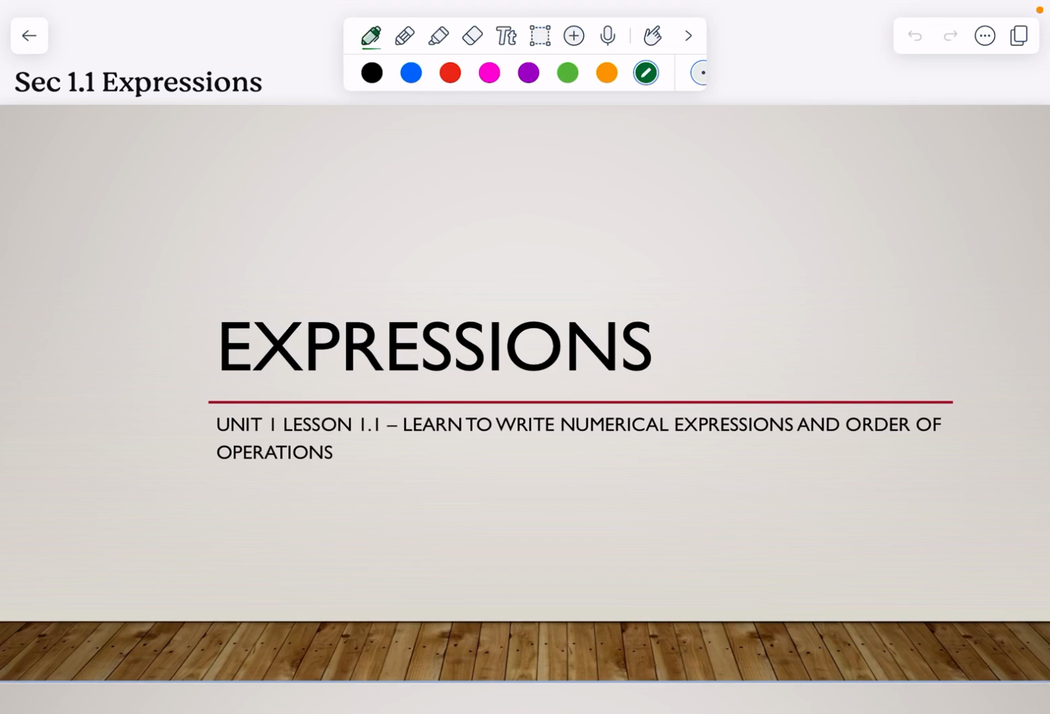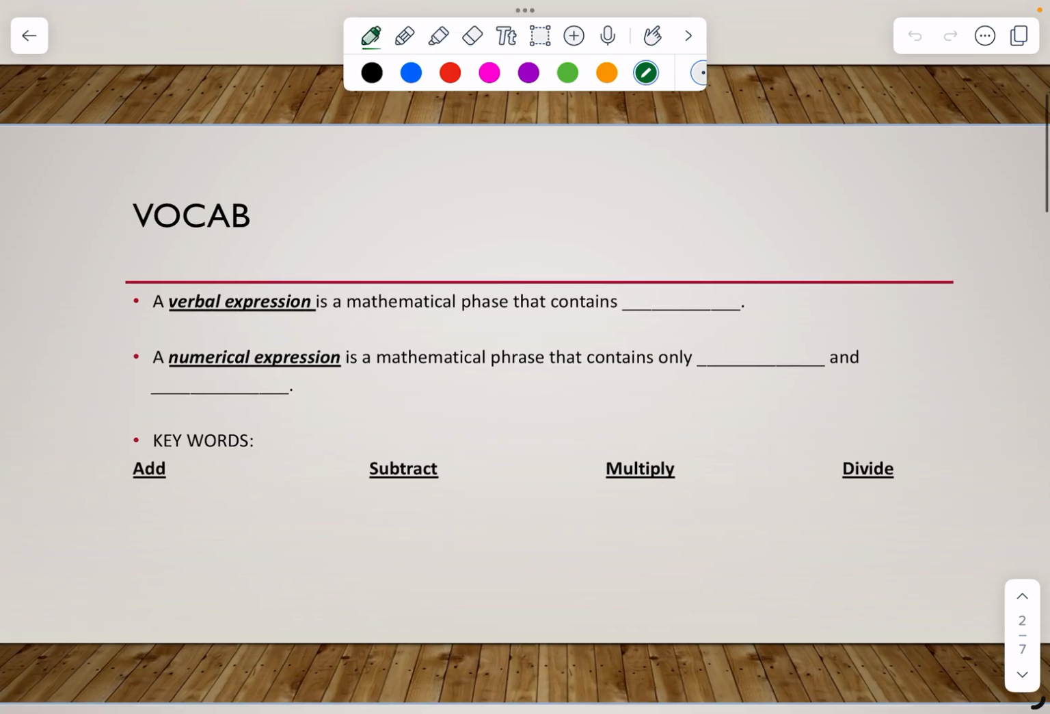We are in Unit 1. This is going to be Lesson 1.1, and our goal here is to learn to write numerical expressions and order of operations. So, first question, what is a verbal expression? A verbal expression is simply a mathematical phrase that contains words. Okay, so a verbal expression is when we write it out in words.